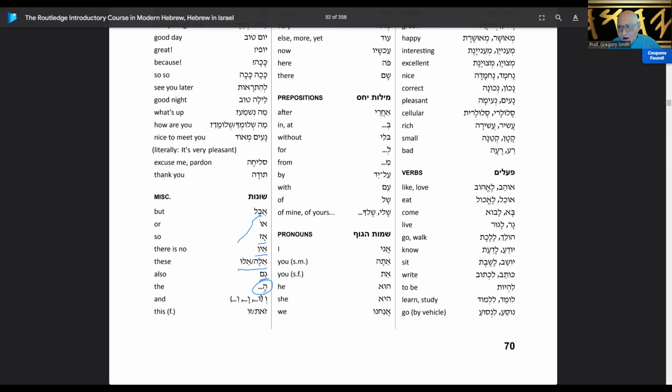Look at this. Here's the definite article. Ha means the. Look at the different variations that the vav is used for. It's called the connecting vav. And so it can be a shuruk, u, it can be va like that, or it can be v, essentially. All of those different variations for the connecting vav. Zot or zo, look at this, means this. I think ze also means this too.